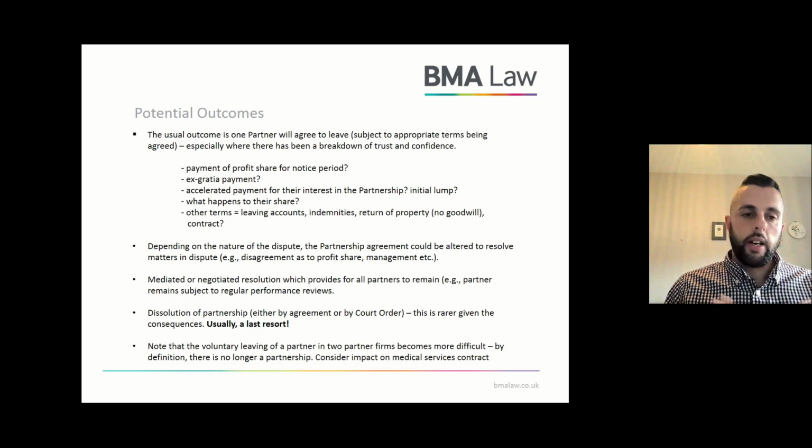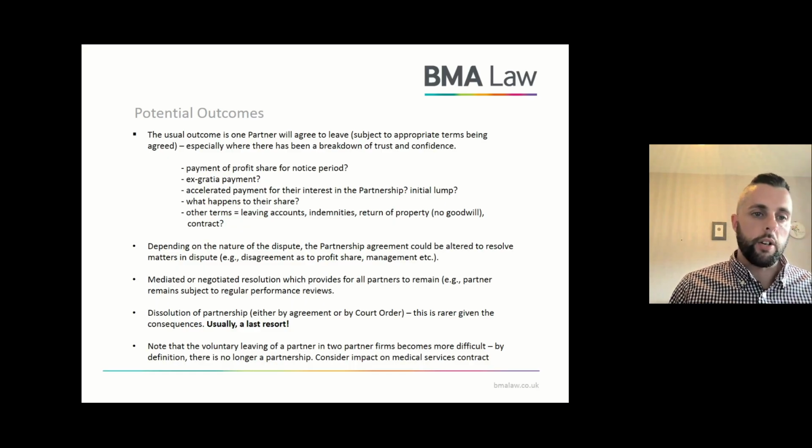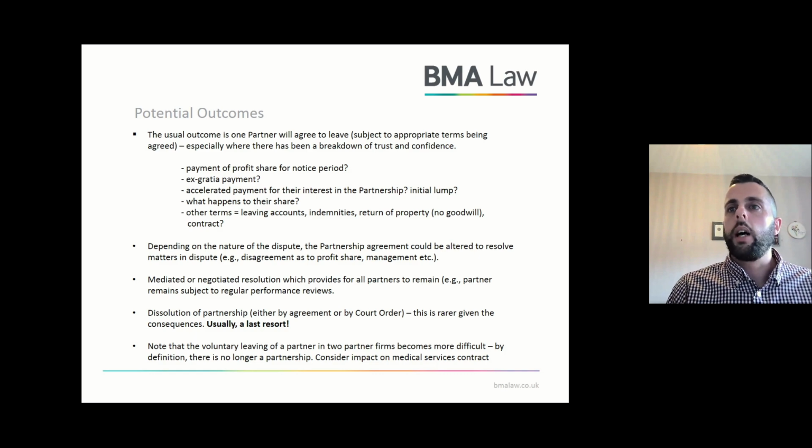As I said earlier, the circumstances and the nature and constitution of the partnership will be key. It's often more difficult in two-partner firms because, by definition, if one partner leaves, they're not a partnership anymore. They become a sole medical practitioner. So you've got to think about what impact that has, liaising with the integrated care board to make sure they're on board with a sole principal taking over the medical services contract. There are all sorts of things to think about in that context.